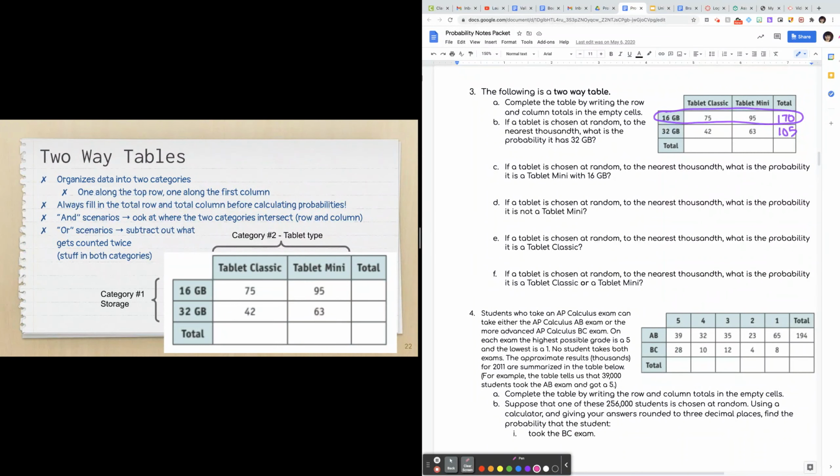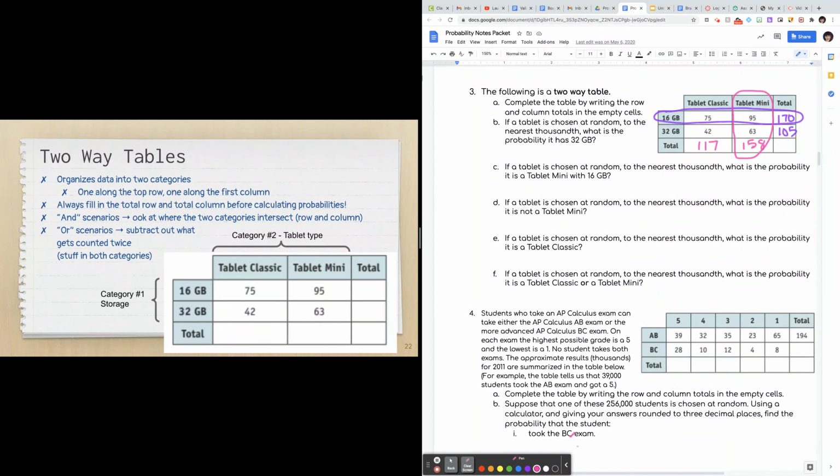Okay, so let's say, for example, I wanted to find the total of this column right here. I would add 95 and 63, and that gives me 158. I can do the exact same thing for the classic tablets. So 75 plus 42 is 117.